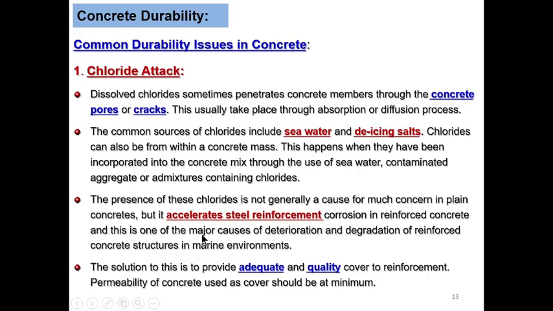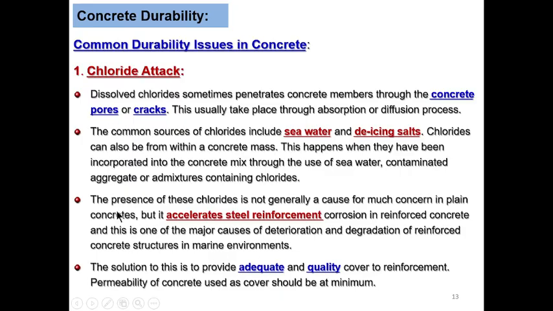And this is one of the major causes of deterioration and degradation of reinforced concrete structure in marine environment. So if not for reinforcement, chloride wouldn't be a big issue because it doesn't really attack concrete. But because of reinforcement, when it gets to reinforcement, reinforcement will rust. And when the reinforcement rusts, it will expand and cause more cracking on the concrete mass itself.